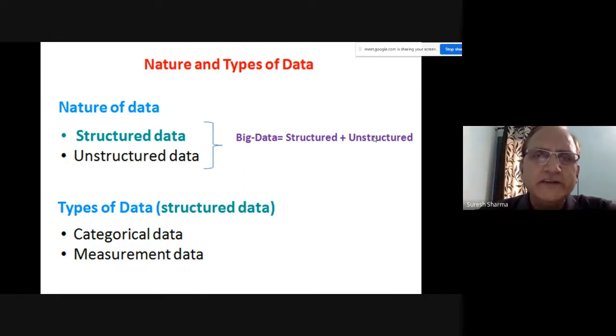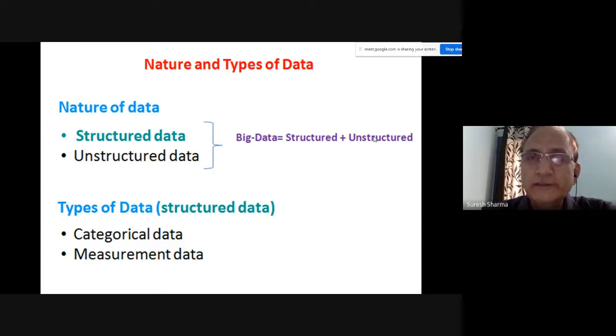Now, what do you mean by structured data? Structured data is the one where features can be easily extracted. For example, if I give you 100 observations, say relating to height or weight, you can easily compute its mean. You can compute median, mode, then skewness, kurtosis, minimum value, maximum value, range of the data. Everything can be easily computed.